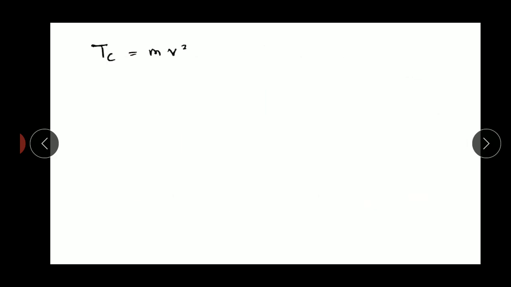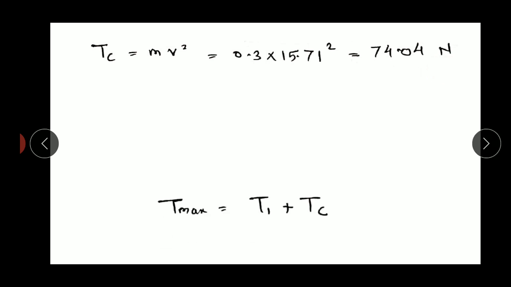Now let's find centrifugal tension. It is given as m v square. M is given and V we just found out in the previous slide. So put all the values and we will get the value of TC as 74.04. Remember its unit is newtons.